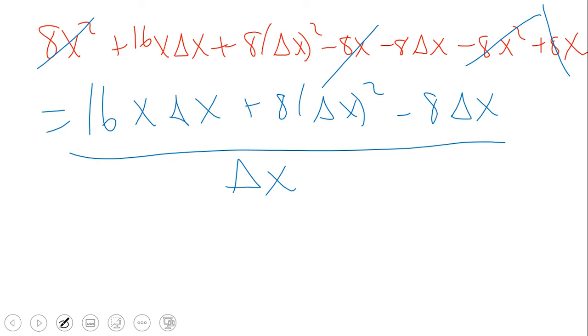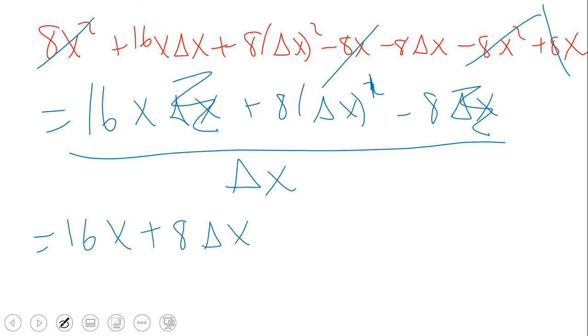Remember, I just got rid of it for all those steps so that I didn't get confused. Lucky for me now, I can cancel a delta x from each of the quantities in the numerator, which means I get rid of this delta x, I get rid of this delta x, and I reduce this delta x to a power of 1. So that's going to give me 16x plus 8 delta x minus 8.